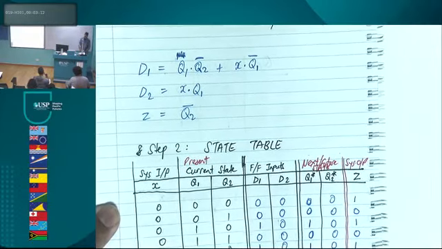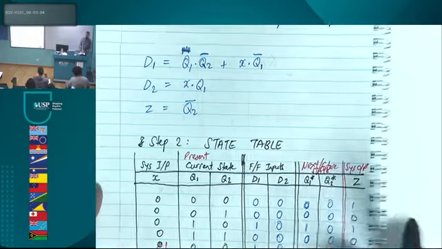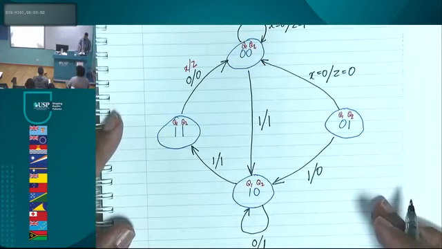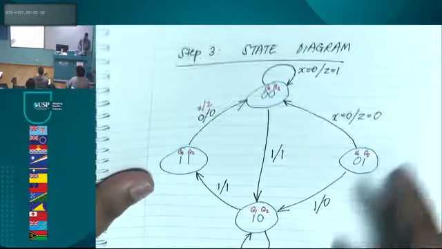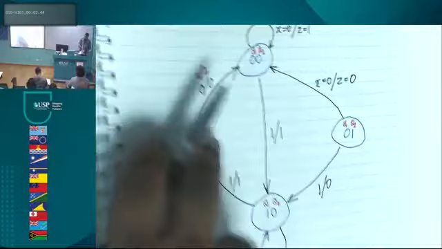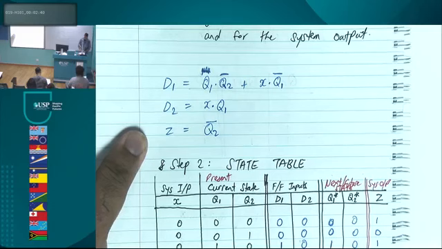Right. 1, 1 becomes a 0, 1. Last line. 1, 1 becomes a 0, 1. Input is 1, output is 0. Is that correct? 1, 1 becomes a 0, 1. Input is 1, output is 0.